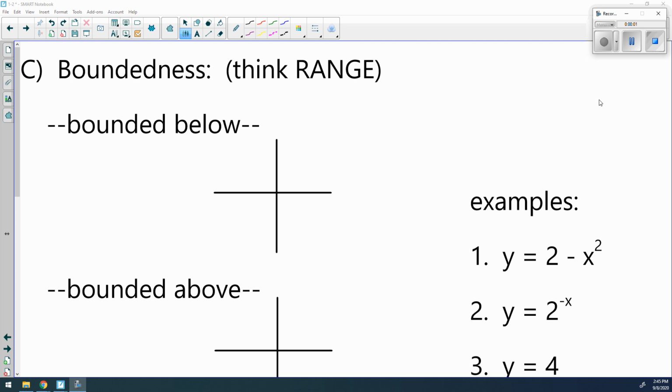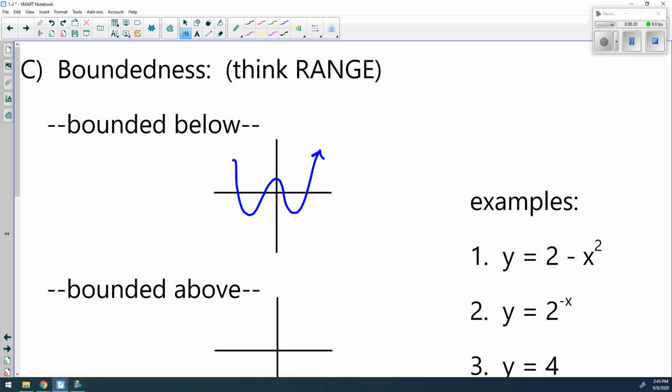Today we're going to continue our discussion about functions with the concepts of boundedness and symmetry. When we're working with boundedness, we need to think about the range. Our function could be bounded above, bounded below, it could be completely bounded, or it can be totally unbounded. An example of a function that's bounded below would be something like this.